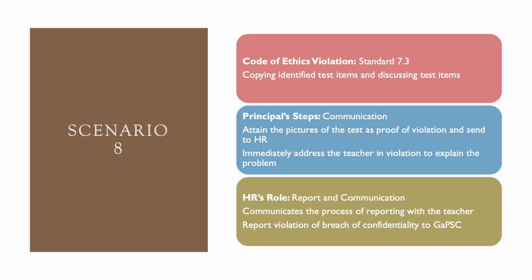In scenario 8, a teacher takes a picture of a standardized test and continues and shares it with friends, colleagues, which is a major problem. Which is also in violation of Standard 7.3, copying identified test items and discussing test items via text. As a principal, I would obtain the picture of the test from the teachers that received it as proof of violation and send that to Human Resources so that they can have that for their records. I would immediately address the teacher in violation to explain the problem and ensure that it would not happen.